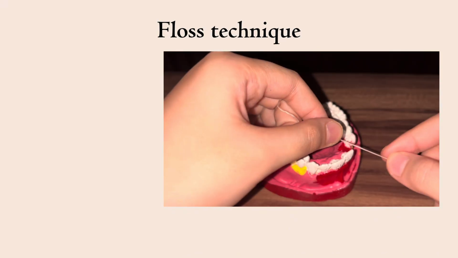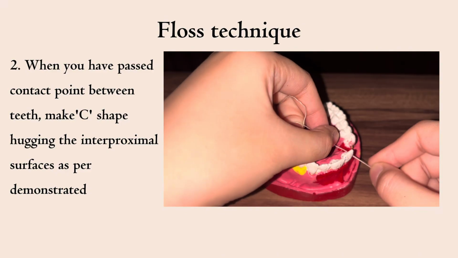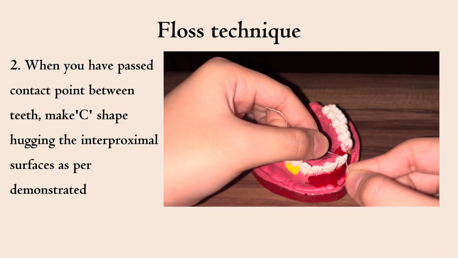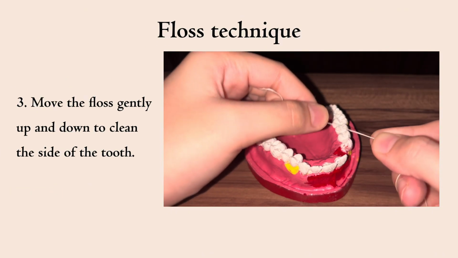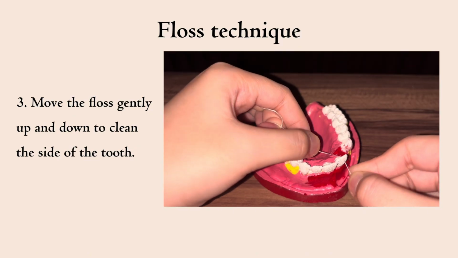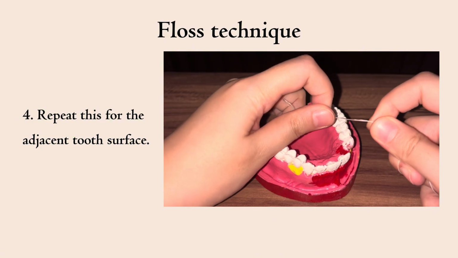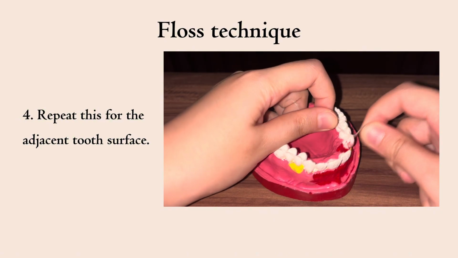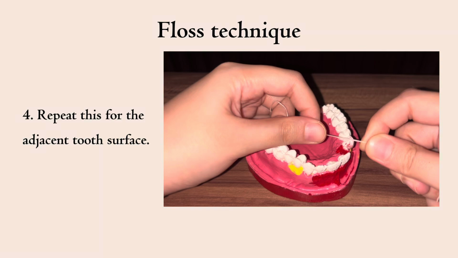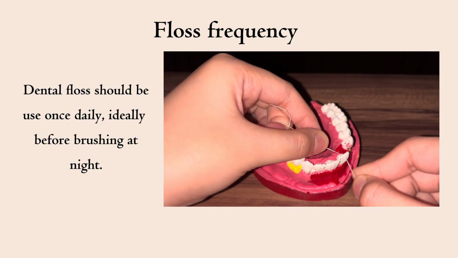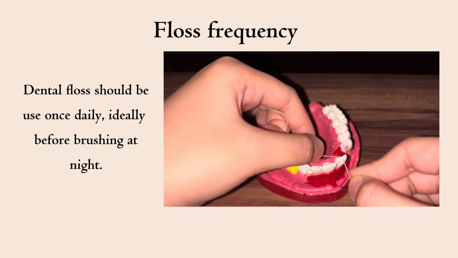Next, for the flossing technique, once the floss passes the contact point between the teeth, form a C shape hugging the interproximal surface of the tooth. Move the floss gently up and down to clean the side of the tooth. Repeat this for the adjacent tooth surface. Avoid snapping the floss into the gums, as this may cause injury. Dental floss should be used once daily, ideally before brushing at night.